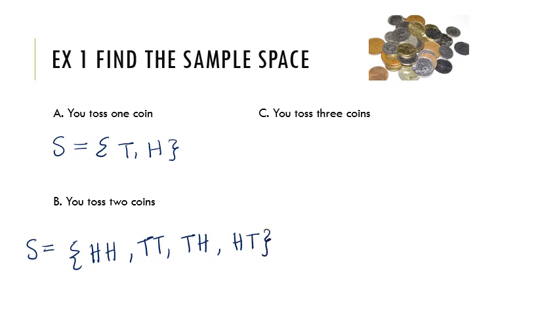Alright, so for C, it says you toss 3 coins. So maybe I want to do a chart to make sure I don't miss any. So there's my first toss. Okay, then I have my second toss. And then after that would be my third toss. And each one of your lines here would be an outcome. So I'm going to go ahead and list those.